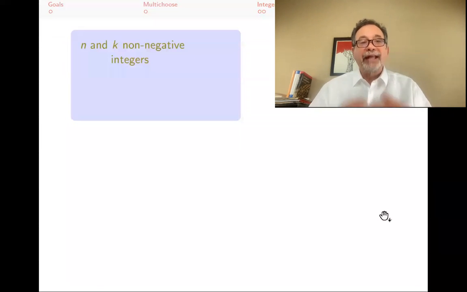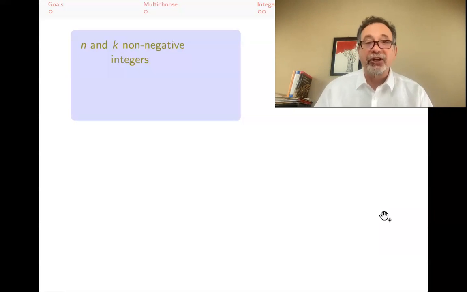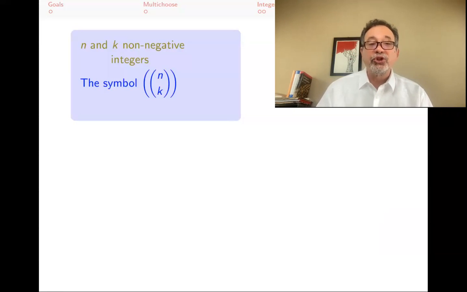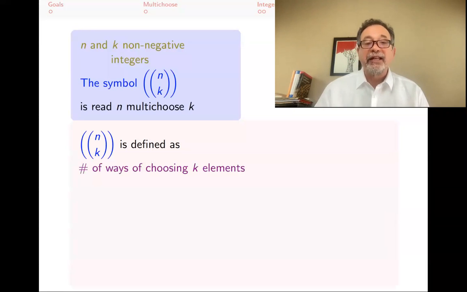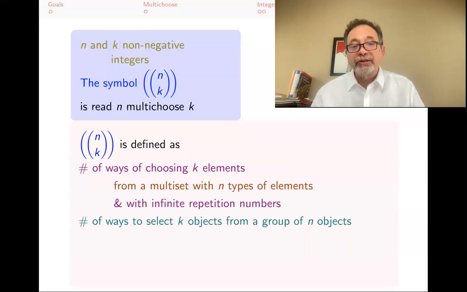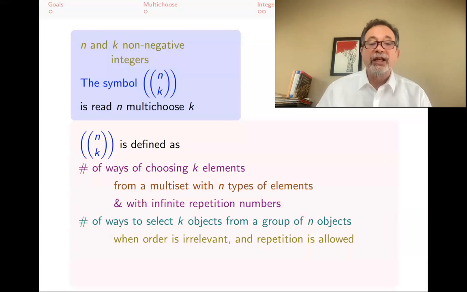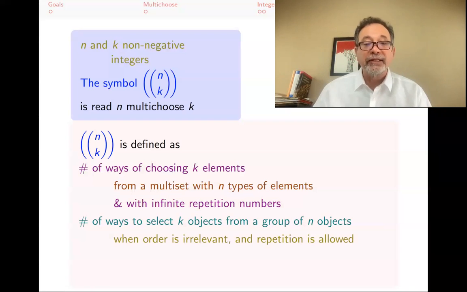Okay, so now let's say the same thing one more time, but in terms of general numbers and not just 35 and 13. So N and K are non-negative integers. The symbol N multichoose K is read N multichoose K, and what is it defined as? It's the number of ways of choosing K elements from a multiset with N types of elements and infinite repetition numbers. And it's also the number of ways to select K objects from a group of N objects when order is irrelevant. So we're not ordering things, we're just finding combinations, sub-multisets, and repetition is allowed.